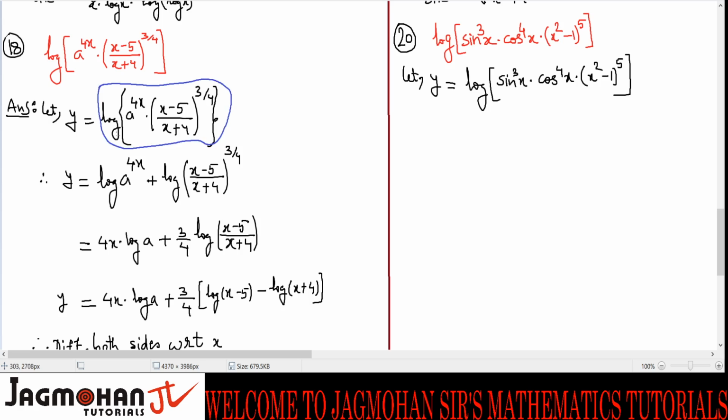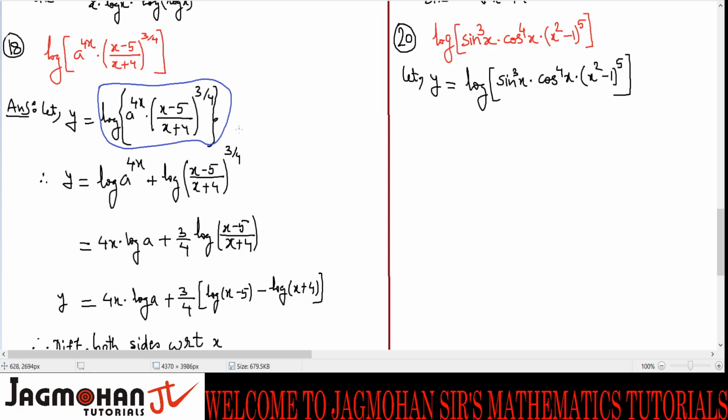You see here, this is a log function. Normally what we do is, at this step we write differentiating both sides with respect to x. But here I have not written that. Instead of that, I'm doing something different. Now why so? Why am I not differentiating at this step? You need to understand the reason.